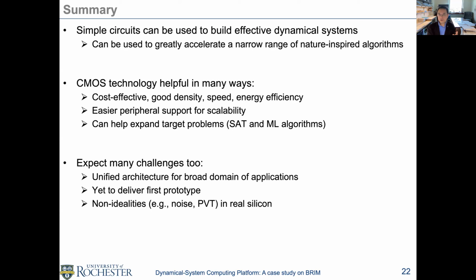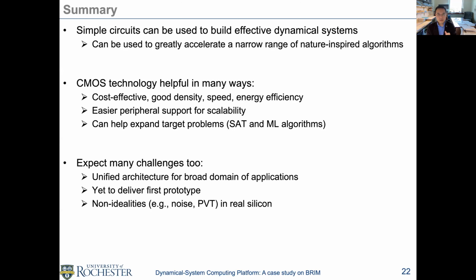CMOS technology is also helpful in a number of ways that I showed. It helps you get peripheral support so you can be scalable, or at least more scalable. It can help you improve a certain type of COP, such as SAT, and expand target problems into machine learning algorithms. So we're very excited to work on this. We have our work cut out for us, and we understand that in both ways of the meaning. We know exactly what needs to be solved, and we also know that's not easy at all. We expect many challenges.